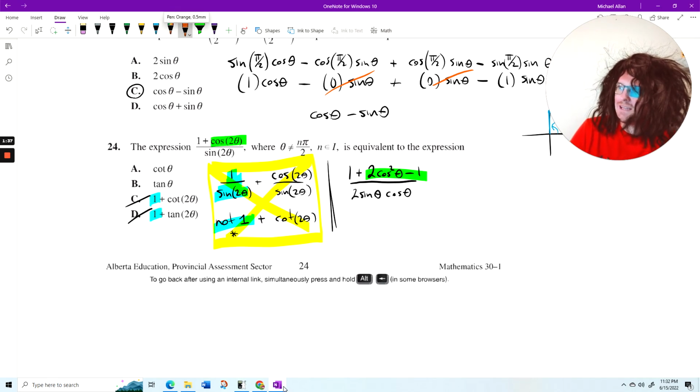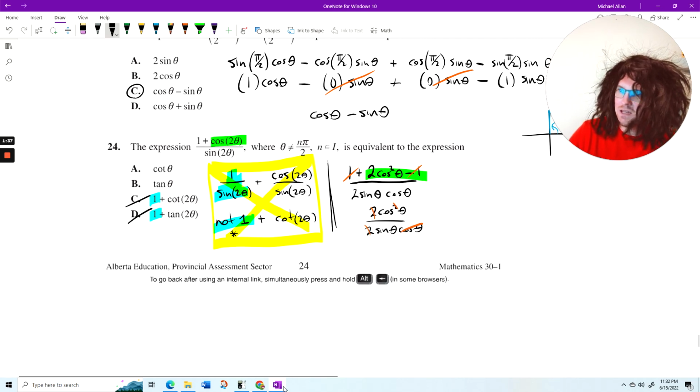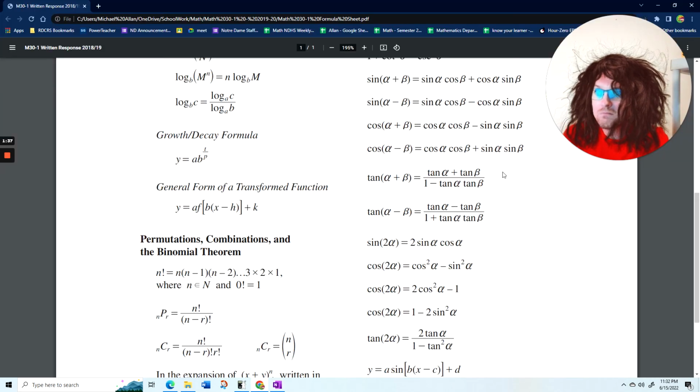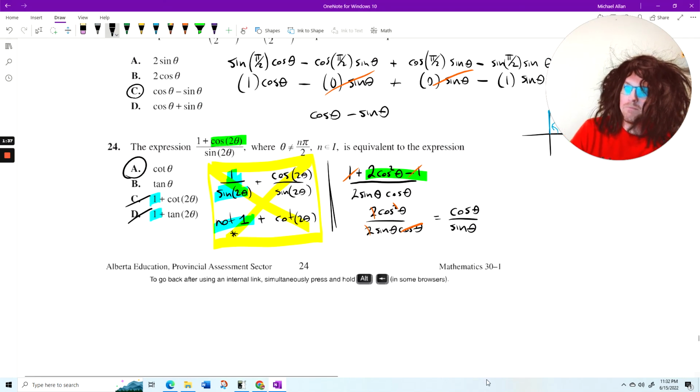Okay, so my next step after this is I'm going to cross those off, and I'm going to have 2 cos theta. Then I'm going to start simplifying that down, because everything here is just multiplication. So I'm not going to run into the same problem we could have had with the other side. I can just cross those twos off. I can cross off at least one of those coses. And I'm left with cos theta over sine theta. And according to my identity sheet, cos over sine is a cotangent. So this ends up being A. There we go.